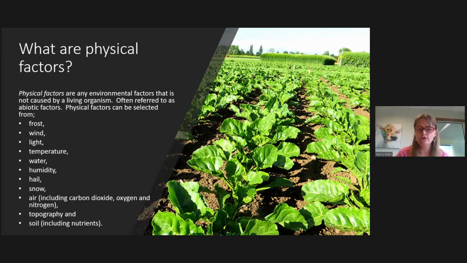And so we cover frost, wind, light, temperature, water, humidity, hail, snow, air, which includes carbon dioxide, oxygen, and nitrogen, topography, and then soil, which also covers the inclusion of nutrients. So this is your soil type, etc. So it's a big standard. That's lots of physical factors covered. Remember, you will only be examined on a minimum of 3. Okay, so some of these won't be assessed at all in the exam.